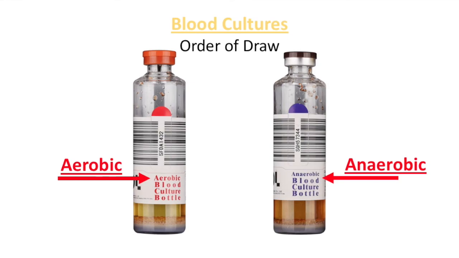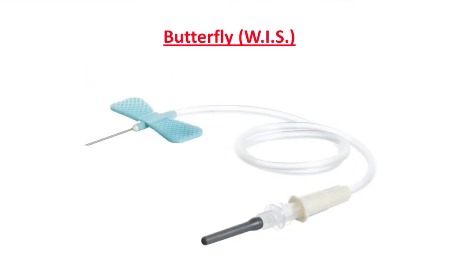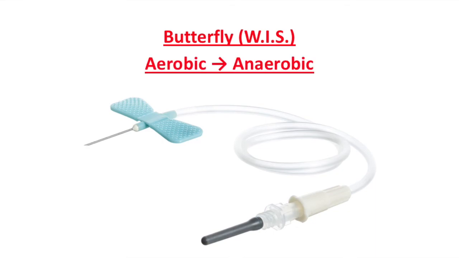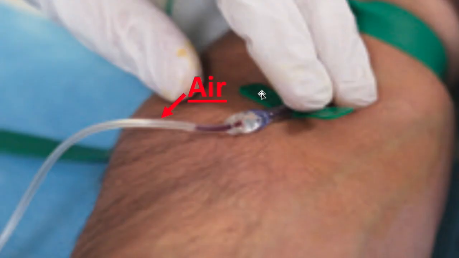Which one do you draw first is all about what system of needle you are using. So if you are using the butterfly, what does this butterfly tubing have in it? Nothing but air. So the order of draw for the butterfly is aerobic and then anaerobic. Because as you can see here, the first thing when we get this needle into the arm, the first thing that's going to be coming in the tube is air. So this air is just going to be flowing into the tube. That's why we need the aerobic bottle first.